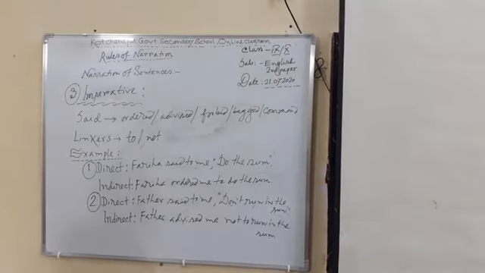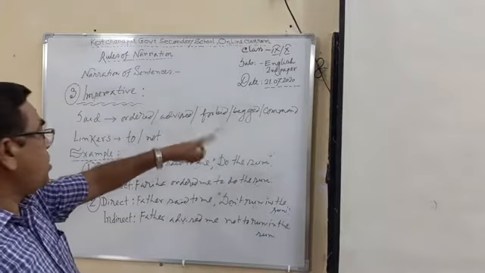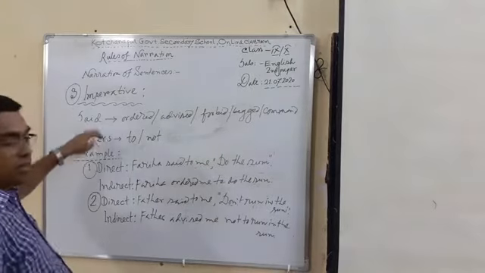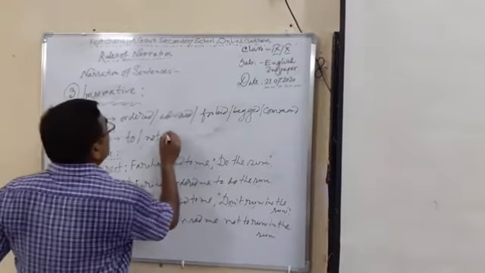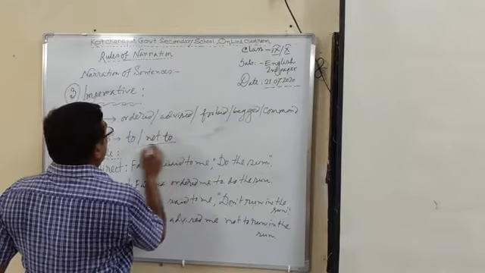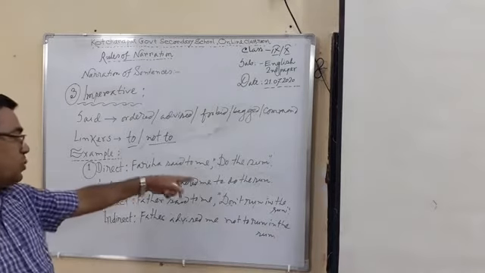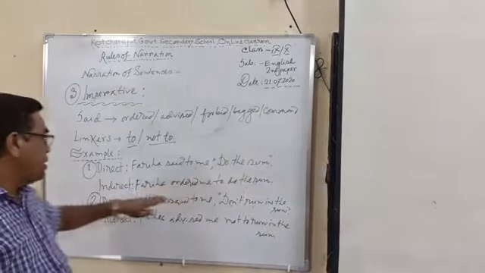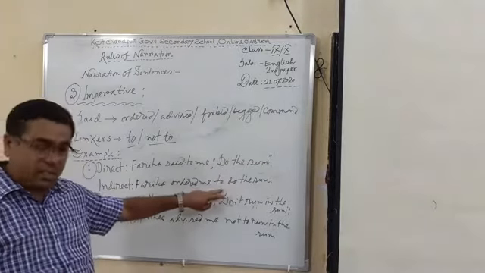In an imperative sentence, we have to use order, advise, forbid, beg, command instead of said, and we have to use to or not to as linkers. Okay, that's an example. Hariha said to me, do the sum. Hariha ordered me to do the sum. To is the linker here.